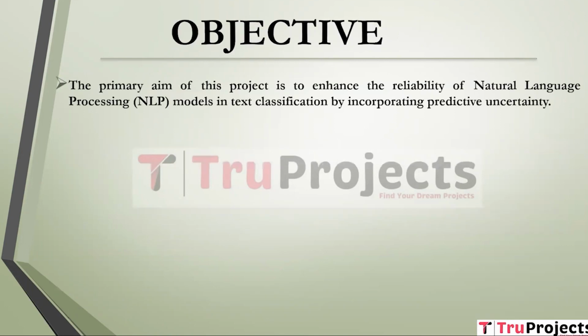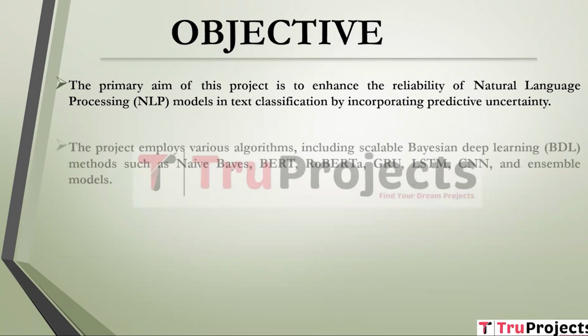Objective. The main goal of this project is to enhance the reliability and applicability of text classification models in natural language processing by improving predictive uncertainty estimation. This will contribute to more informed decision making and increase trust in NLP models.